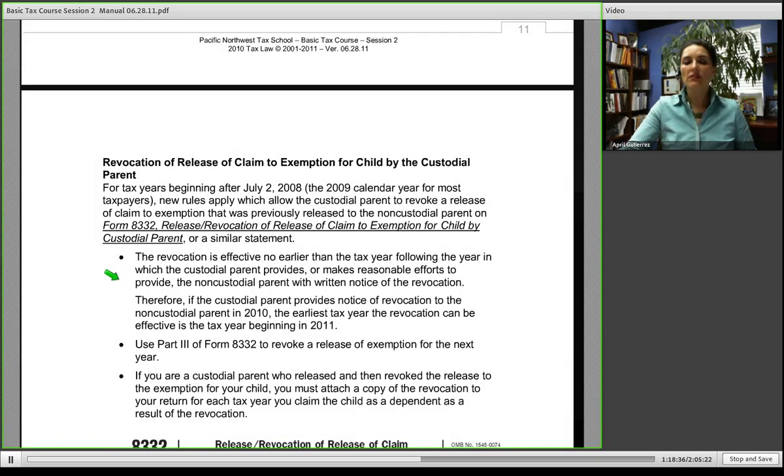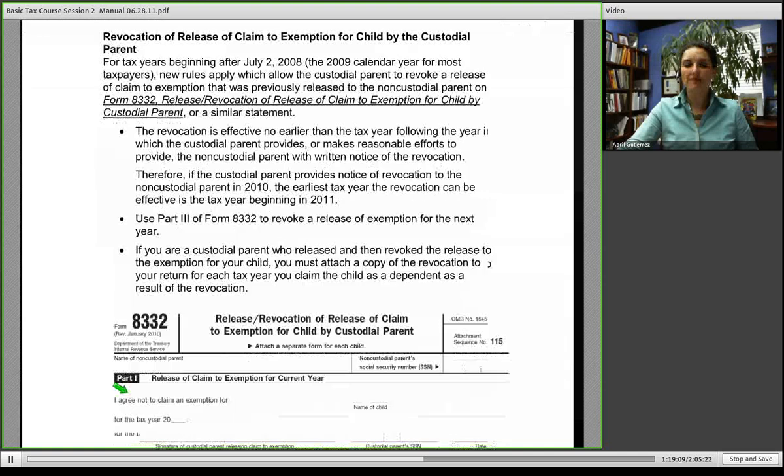Therefore, if the custodial parent provides a notice of revocation to the non-custodial parent in 2010, the earliest tax year the revocation can be effective for is the tax year that begins with 2011. Use Part 3 of Form 8332 to revoke a release of exemption for the next year. If you are the custodial parent who released and then revoked the release to an exemption for your child, you must attach a copy of the revocation to your return for each tax year you claimed the child as a dependent as a result of the revocation.